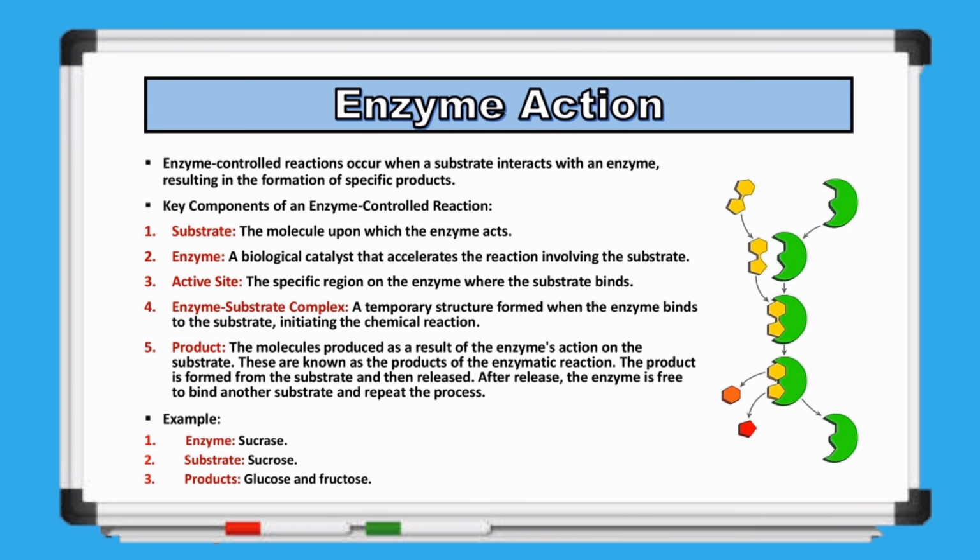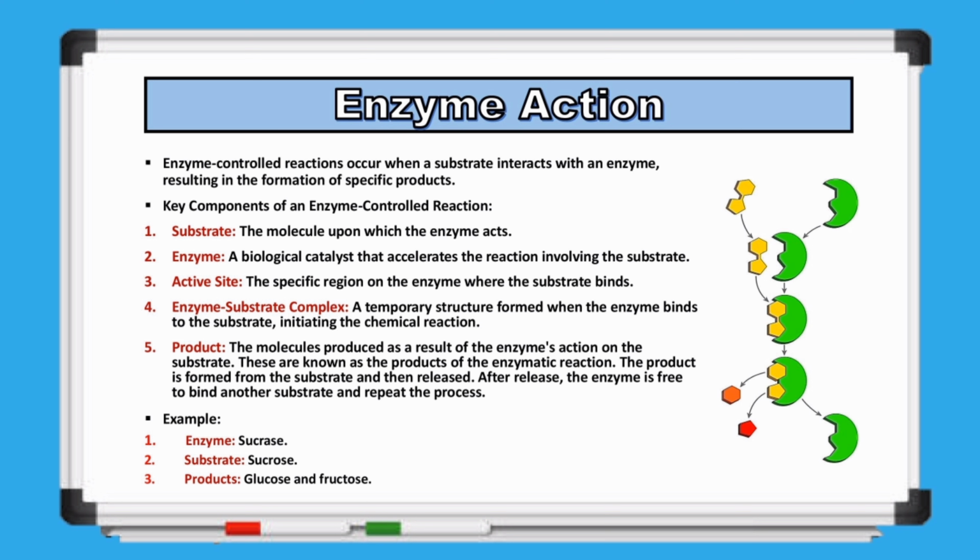Enzyme-controlled reactions happen when a substrate comes into contact with an enzyme, and that interaction helps trigger a chemical change. Now, let's go over the main parts involved in this process. These are the key components you need to remember. First, we have the substrate, that's the molecule the enzyme acts on. Then there's the enzyme itself. It's a biological catalyst, which means it speeds up the reaction without getting used up.